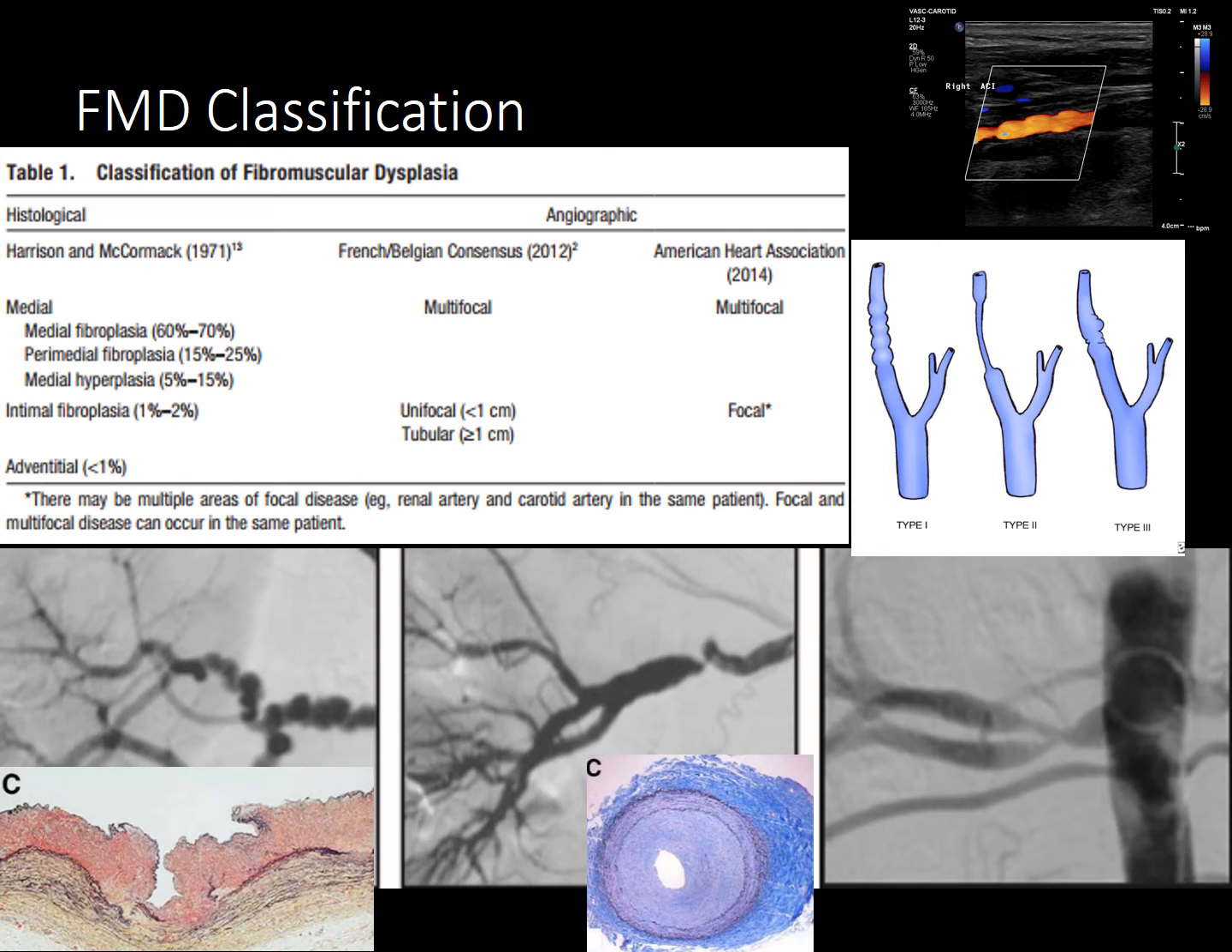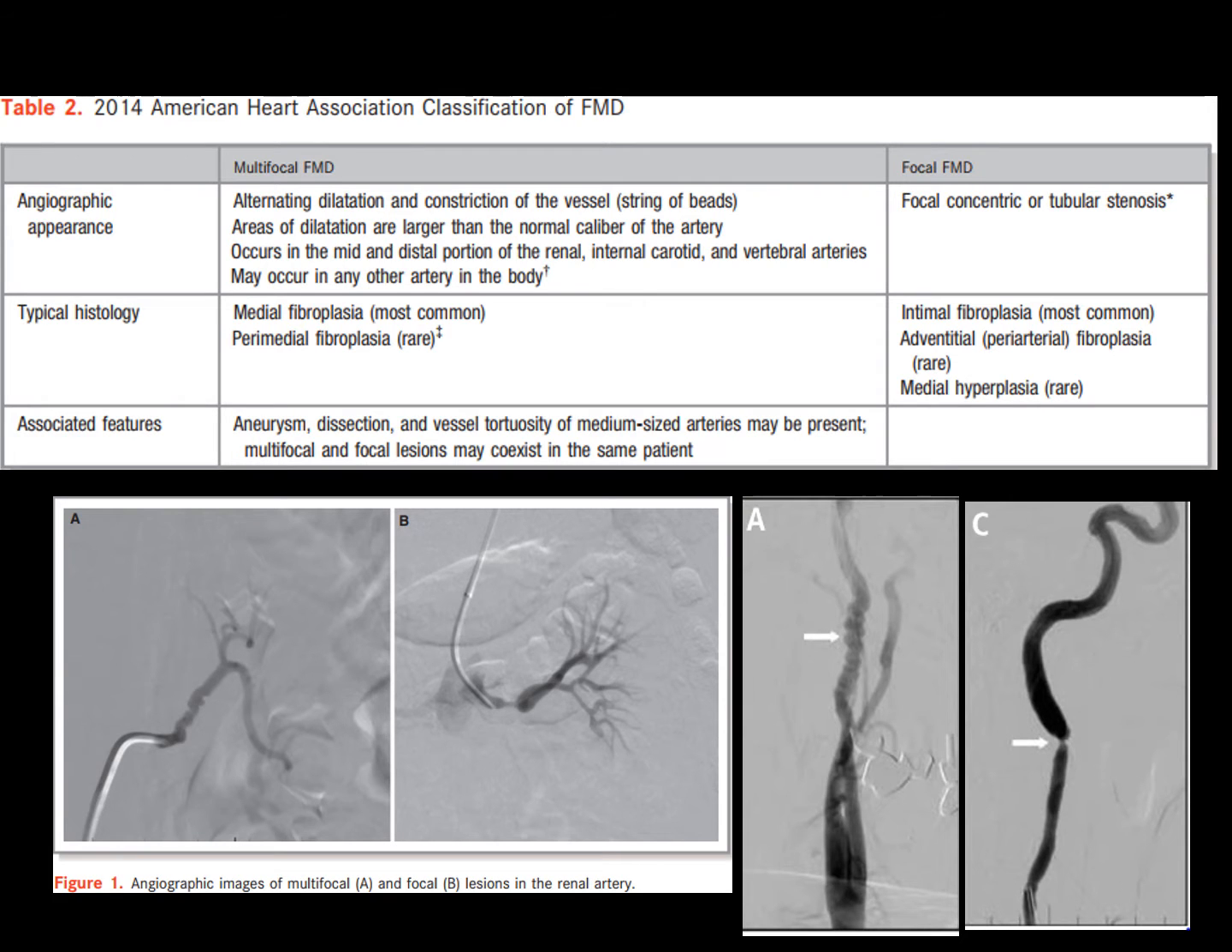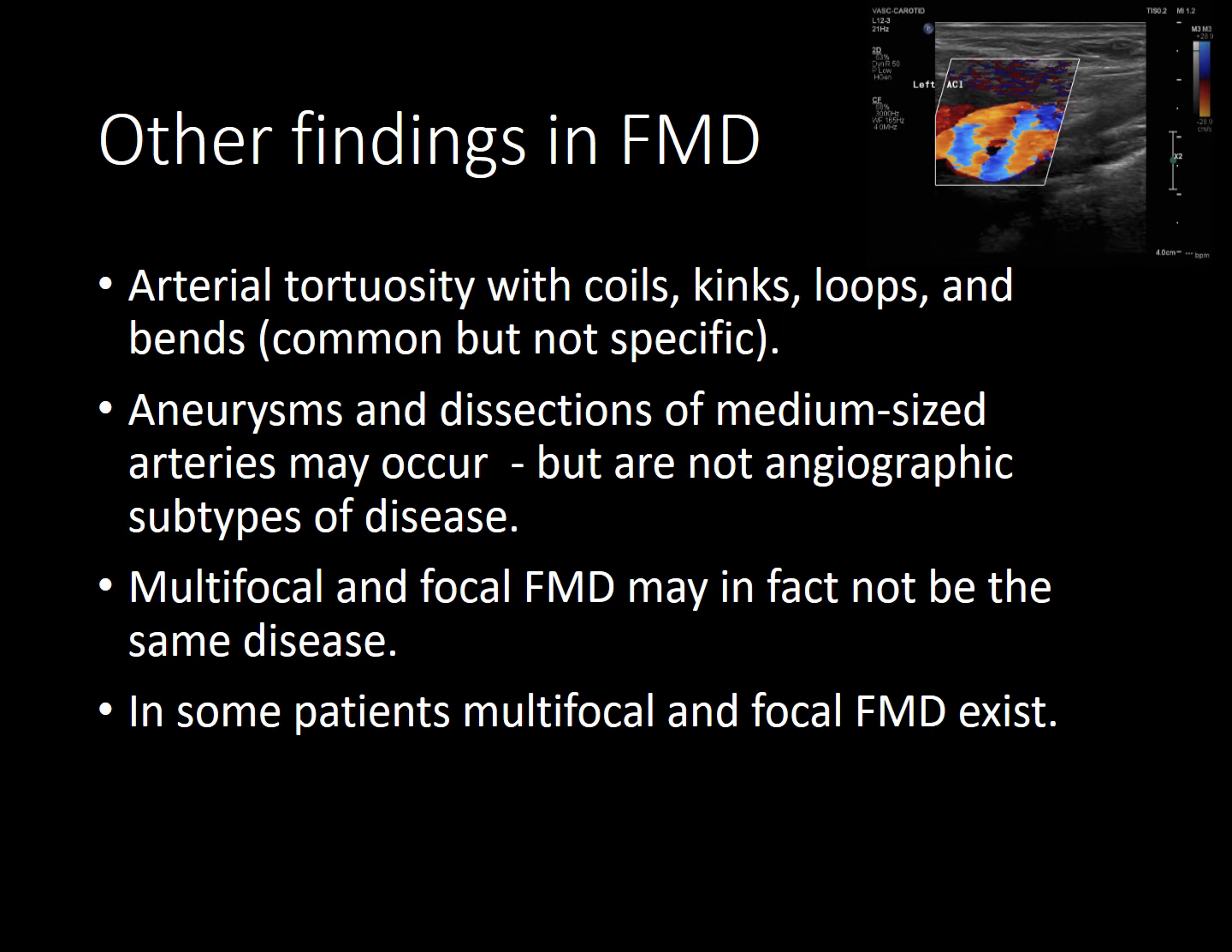So if we look at the FMD classification, earlier the classification was based on histological findings, and therefore the classification divided FMD into medial, intimal, or adventitial fibroplasia, like type 1, type 2, type 3. And today, the classification divides FMD into multifocal and focal FMD in renal and also in carotid arteries.